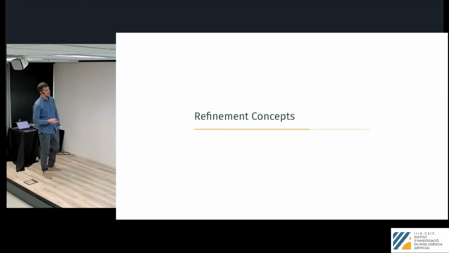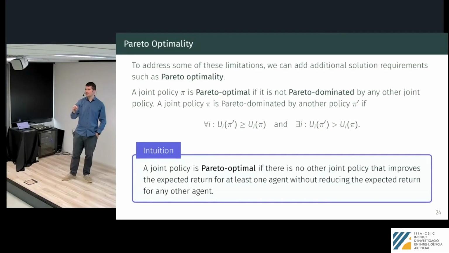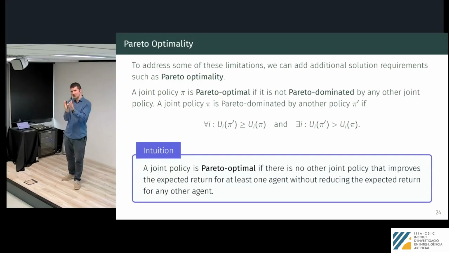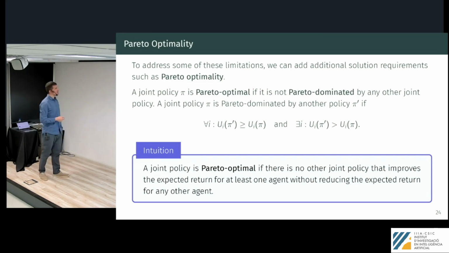So we looked at various solution concepts. Now let's see how we can add some additional constraints or requirements to make it a bit more narrow, to really say a little bit more specifically what we actually want, for example by adding constraints about what we find desirable. One idea is Pareto optimality. It's named after an Italian economist from some time ago who studied this extensively. To address some of these limitations, we can add additional requirements such as Pareto optimality. A joint policy pi is Pareto optimal if it is not Pareto dominated by any other joint policy.